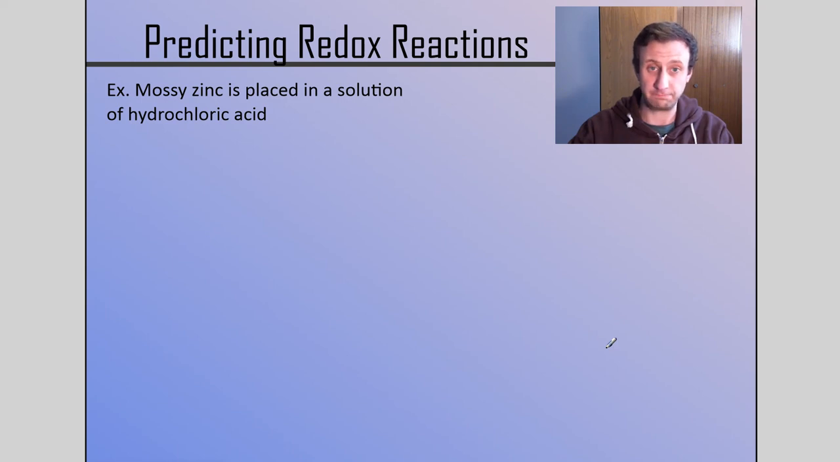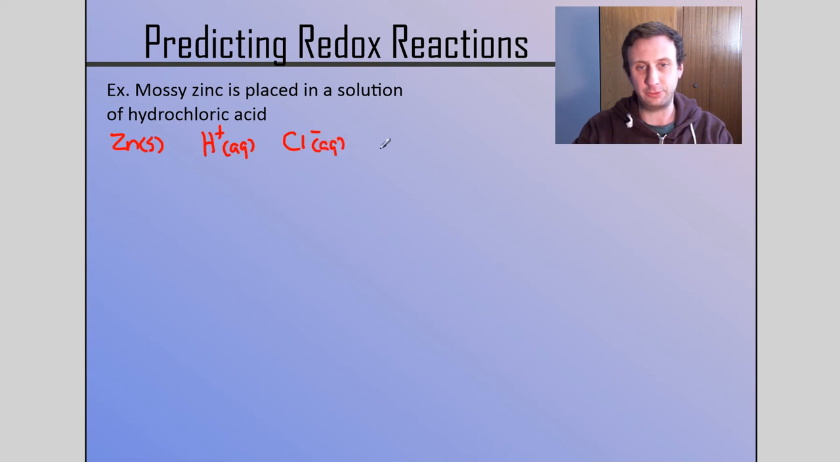So here are the answers. Mossy zinc. Don't worry about the mossy. That's just extra flavor. I've got Zn solid is placed in a solution of hydrochloric acid. Ooh, that's a strong acid, so I actually have H positive aqueous and Cl minus aqueous because that ionizes in solution. And then I also have water, H2O liquid. Okay, those are my 4 entities. That's it. So now let's pause. You find the OAs and the RAs on your data table.